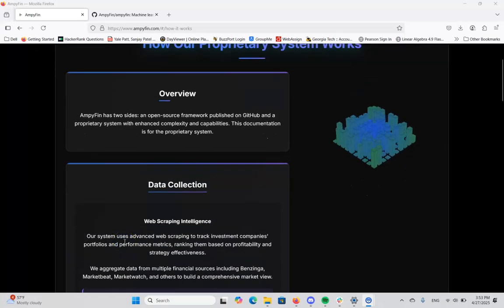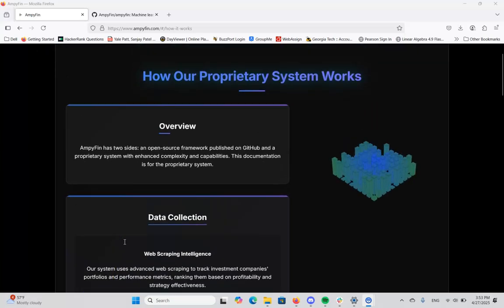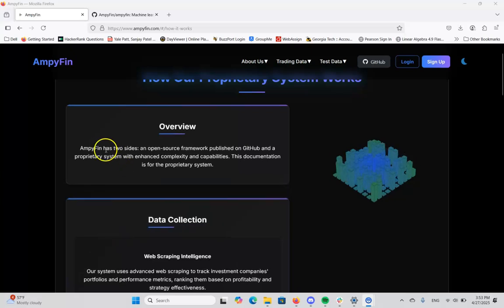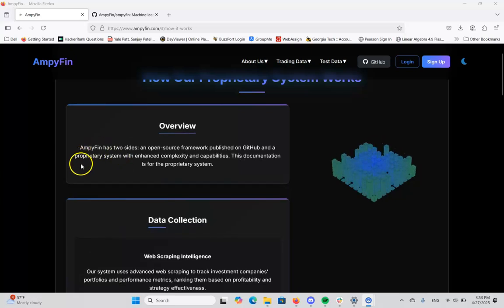There are differences, but they're a little bit more similar as well. The open source framework is meant to mimic the architecture of the proprietary system, but the proprietary system has a little bit more monetary investment involved. For example, in terms of data source, our proprietary system uses Data Bento to train our models.